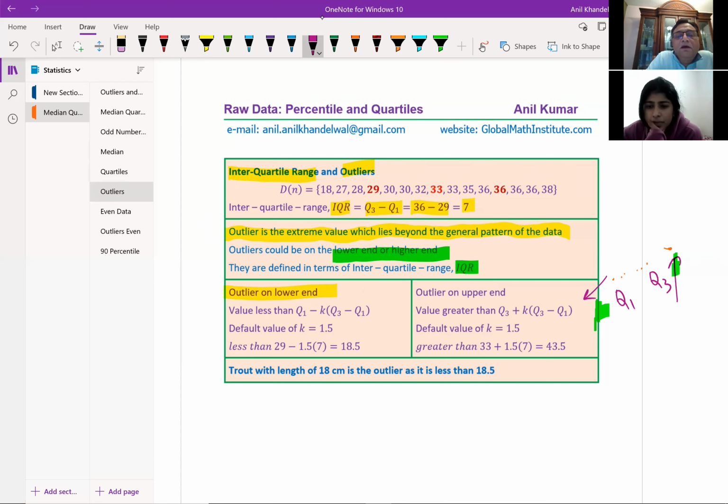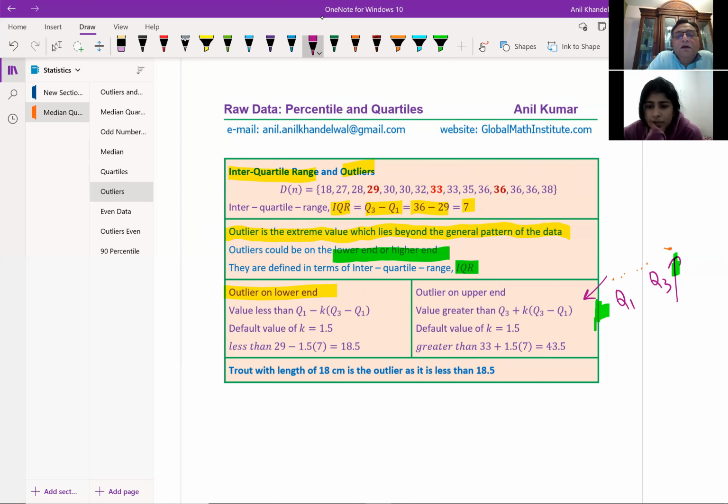Wait, where did you get 1.5 from? That we have taken in general. It could be a different value, but normally it is 1.5 times, right? So we have Q1 here, Q2 here, Q3 there, the highest data value and the lowest data value. In that case, your lowest data value could be an outlier if it is far beyond the difference between these three.